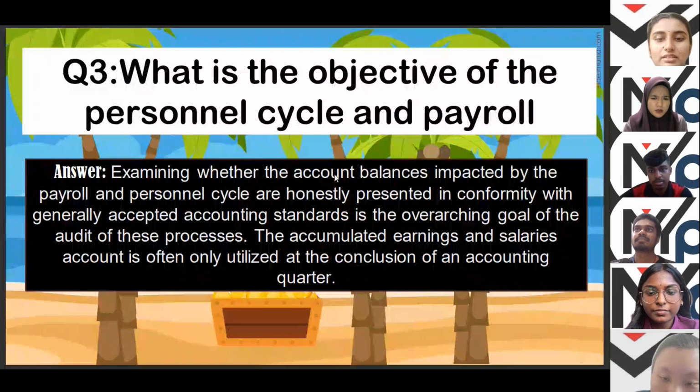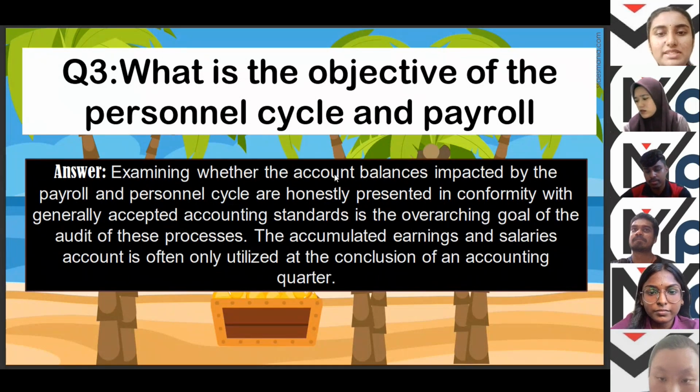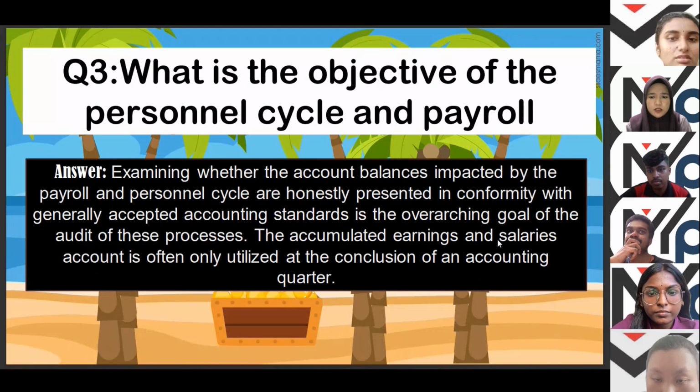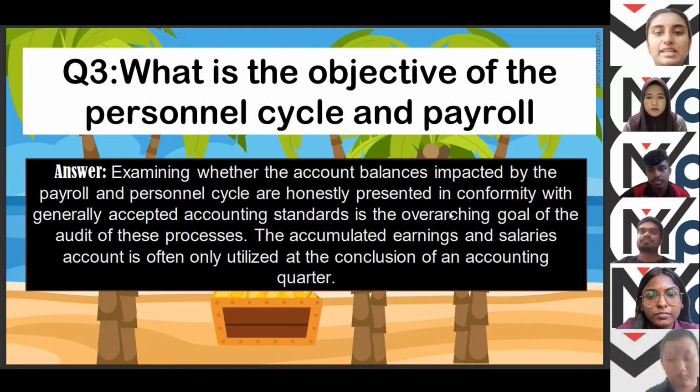Examining whether the account balances impacted by the payroll and personnel cycle are honestly presented in conformity with generally accepted accounting standards is the overarching goal of the audit of this process. The accumulated earnings and salaries account is often utilized at the conclusion of an accounting quarter.